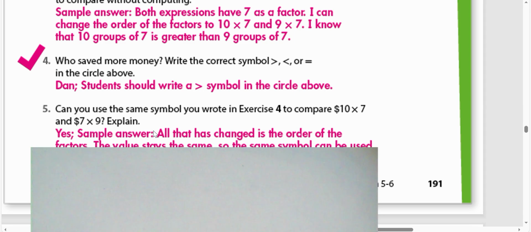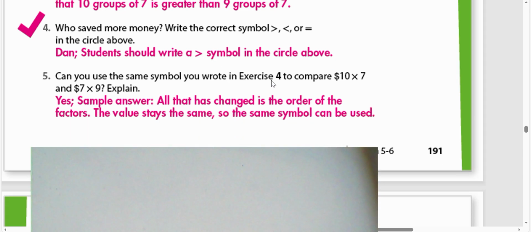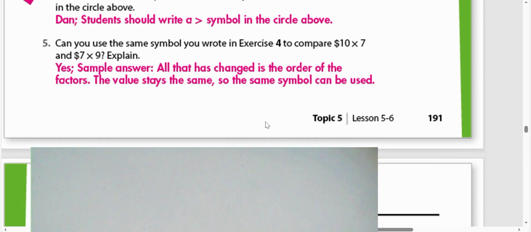Can you use the same symbol to compare in exercise number 4? Compare 10 times 7 and 7 times 9. It's easy because 7 times 10 is 70 and 7 times 9 equals 63. Yes, all that has changed is the order of the factors. The value stays the same, so the same symbol can be used.